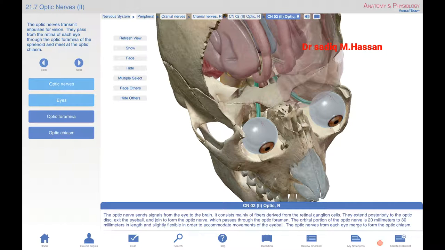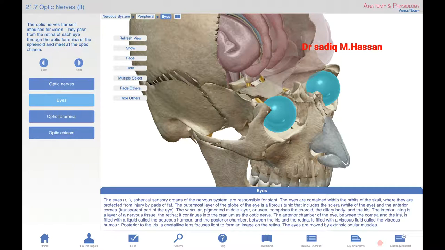So let us see the eyeball. The eyeball is a complex structure, the sensory organ of the nervous system responsible for vision or sight. The eyes are contained within the orbits of the skull, where they are protected from injury by pads of fat. The outermost layer of the globe of the eye is a fibrous tunic that includes the sclera, the white of the eye, and the anterior cornea, the transparent part of the eye. The vascular pigmented middle layer, or uvea, comprises the choroid, ciliary body, and the iris. The innermost layer is nervous tissue, the retina. It continues to the cranium as the optic nerve.